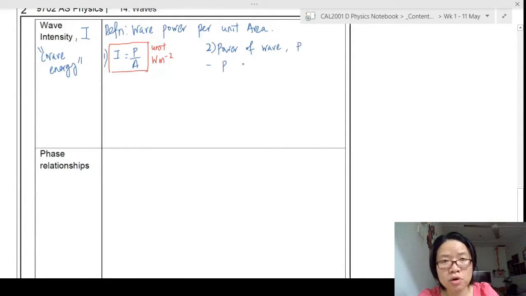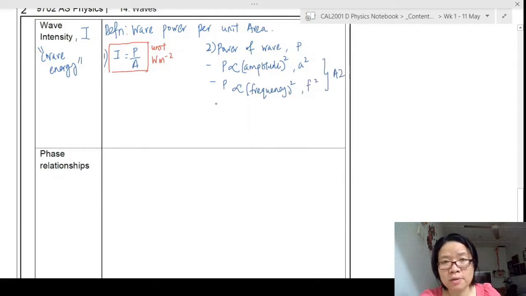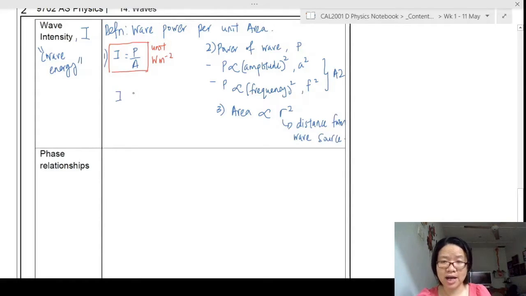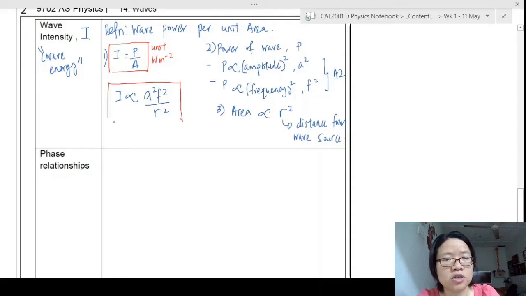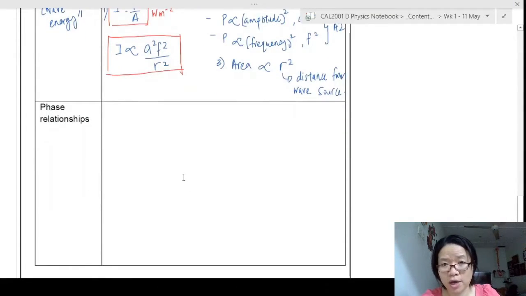For example, the power or energy of the wave depends on, number 1, amplitude squared, as mentioned to you before. Number 2, frequency squared. All this will be shown in your A2, but right now you need to know this as facts. And area is also proportional to the radius squared, right? The larger you are, the wave will have to spread out further. So putting it together, you will get I is proportional to A squared f squared over r squared.